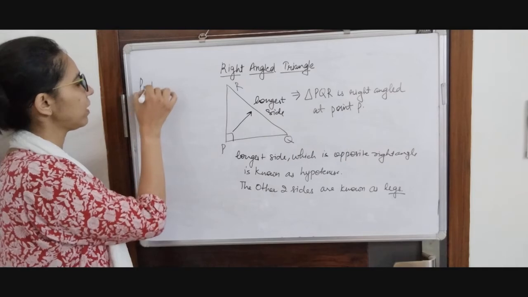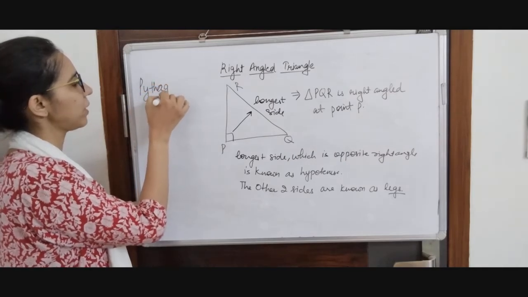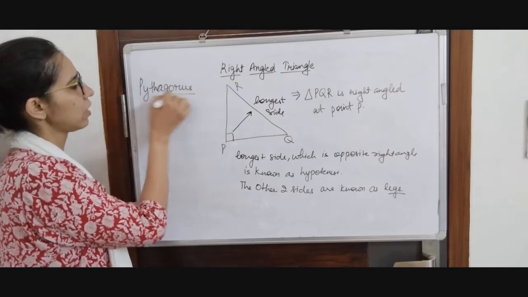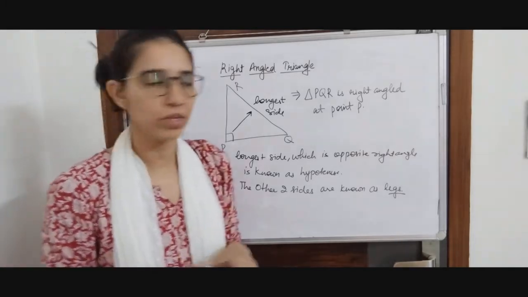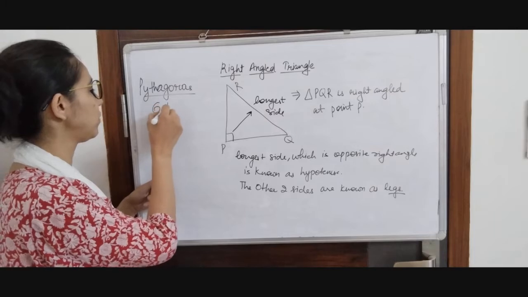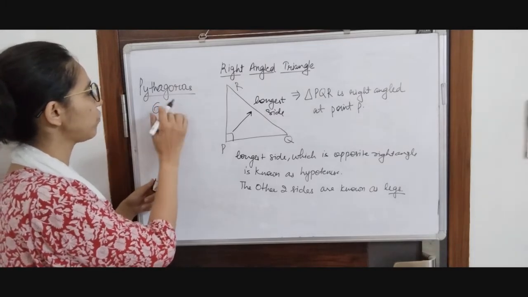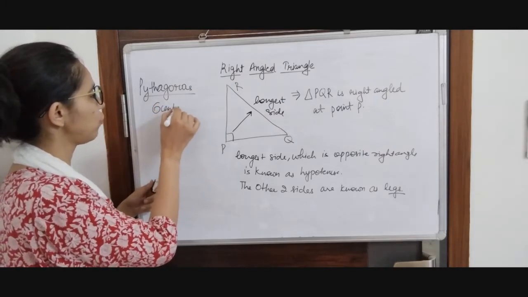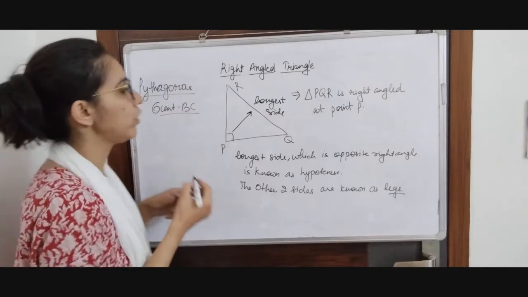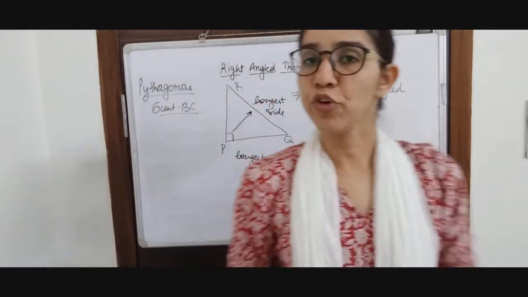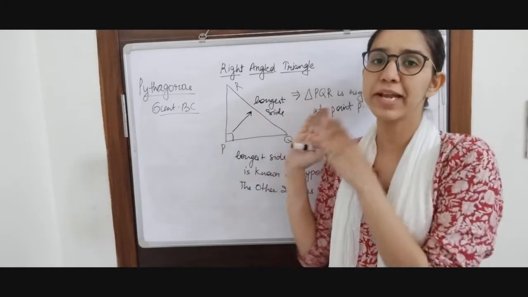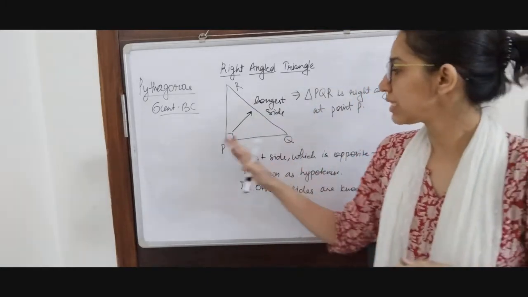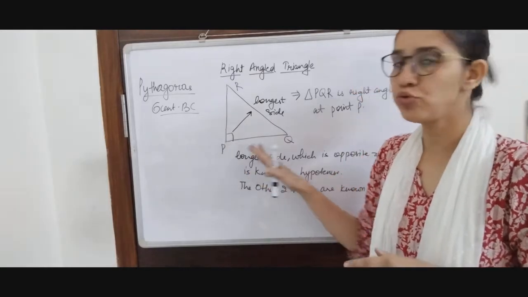Pythagoras was a Greek mathematician in the 6th century BC. Can you imagine, 6th century BC? He told us that if you square the hypotenuse, it is equal to the sum of squares of the two legs.